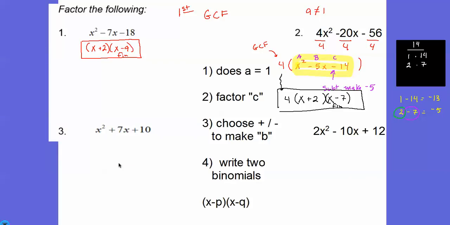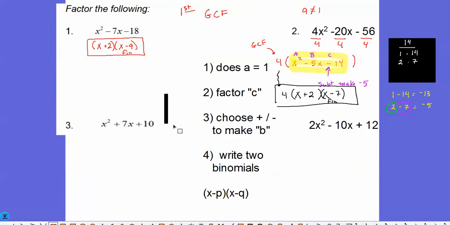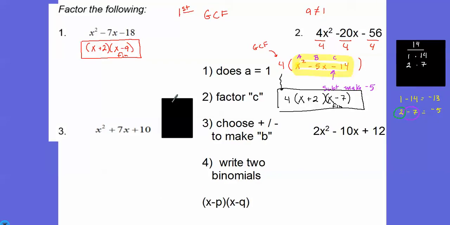A little faster this time. I see that a does equal 1. That's step 1 done. I need to factor the c. I'm going to make myself a small workspace here. This is going to be simple. 10 is going to factor apart into 1 multiplied to 10 and 2 multiplied to 5. The numbers 3 and 4 don't divide evenly into 10, so I'm finished with part 2.